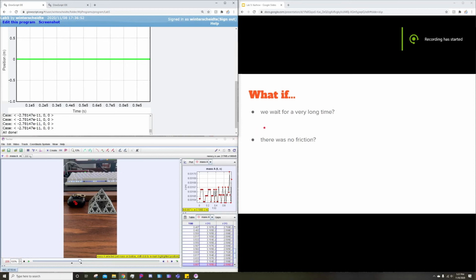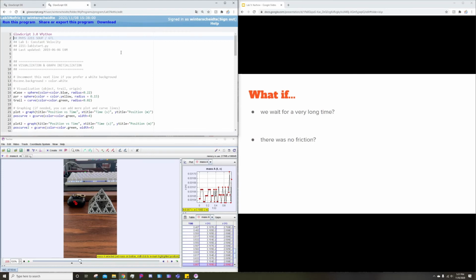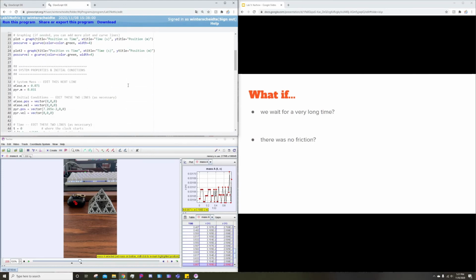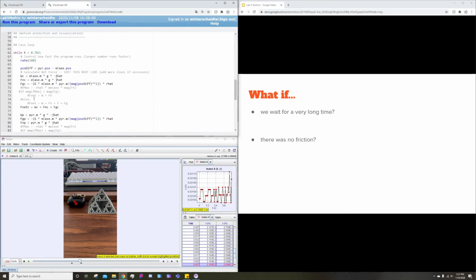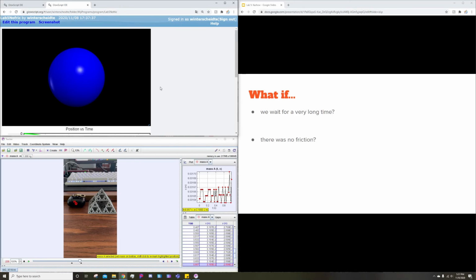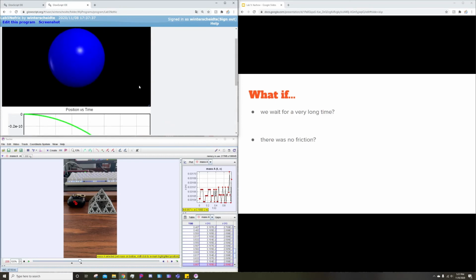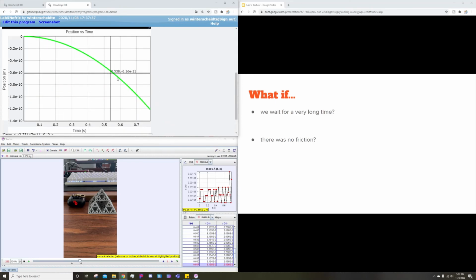The second what if question is, what if there was no friction? And so I rewrote the code and commented out the friction. So if we run this program, we can see that the objects move together.